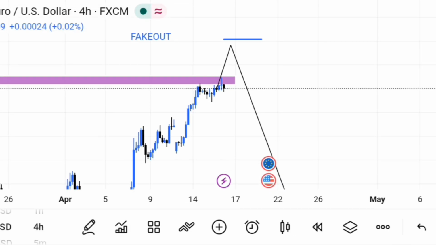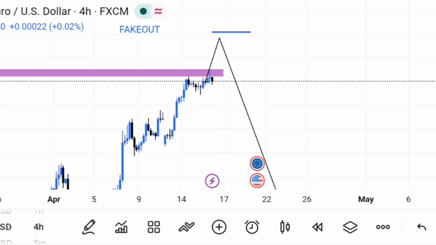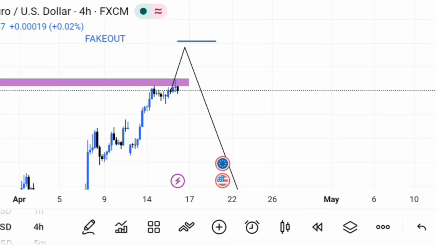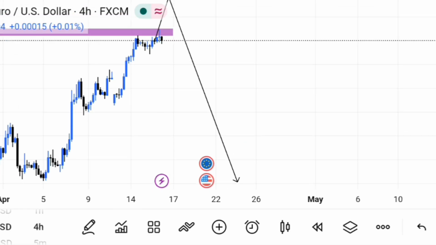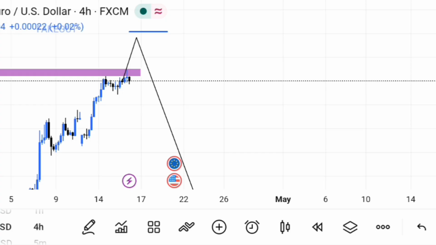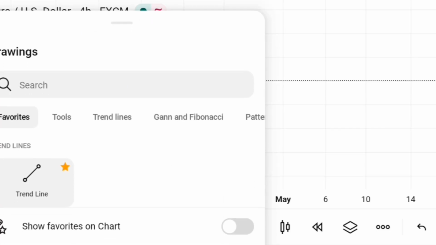Understand? So let me show you how to trade the fake out, how to trade a fake out easily so you don't get stuck like this. How to do a breakout. Before a breakout, there must be some sign of reaction in the market that will show that momentum has changed or something. So let me just show you guys.